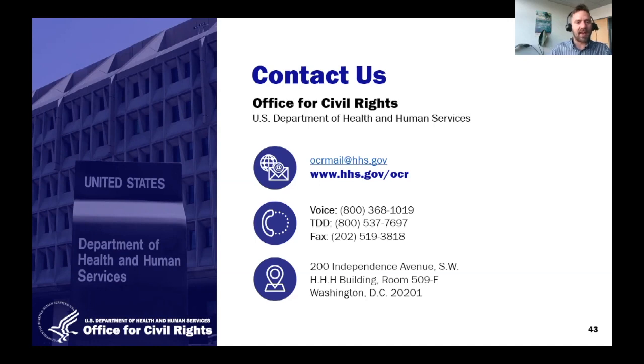And if that proves to be unsuccessful, then that entity is also required to provide notice of our contact information and how to file a complaint with OCR. So that would be the next step: if you don't find working directly with that entity successful, then I would move to filing a complaint with our office.